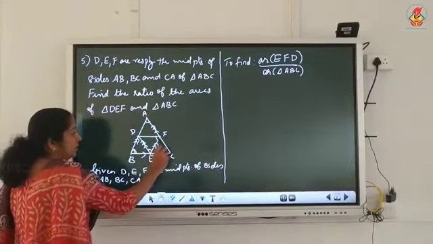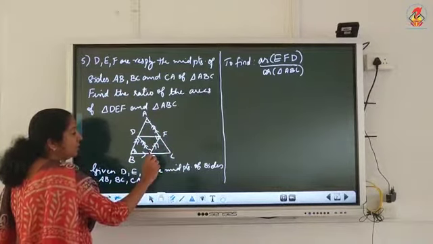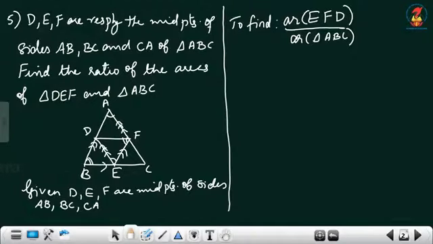Here, E and F are the midpoints of the sides of the triangle. So, this EF is parallel to the third side and EF is equal to half of the third side. So, we can write EF is parallel to AB and EF is equal to half of AB.